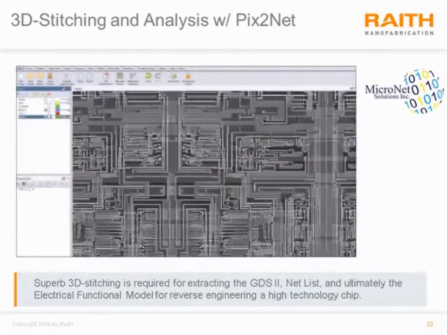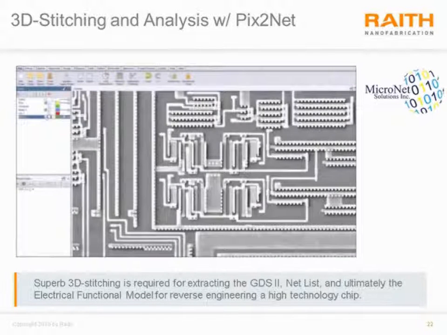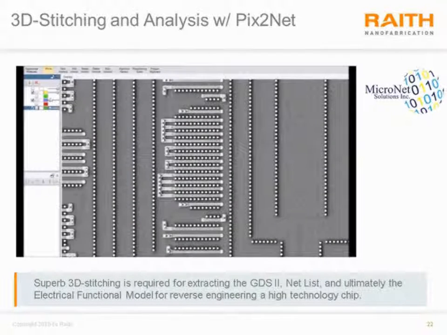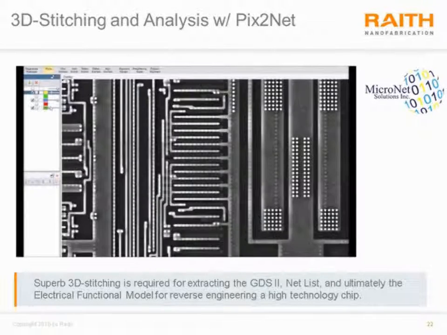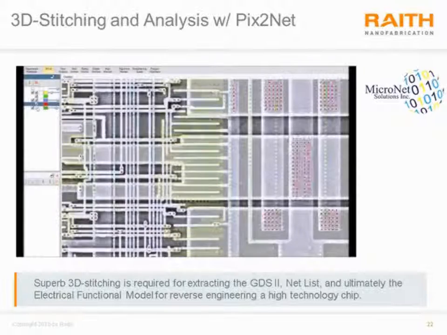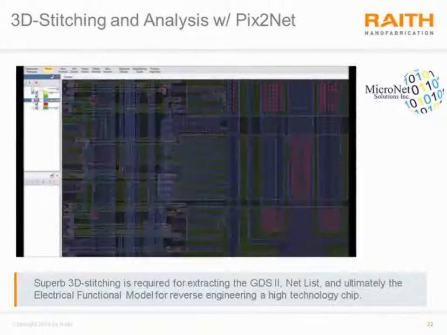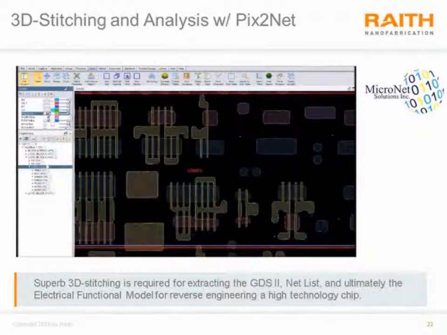So now we are showing different views and excellent 3D stitching on different views of poly and metal layer 1, metal layer 2. So here's just the poly layer, very high resolution structures. Okay. Now the PIX2Net reverse engineering software can go further and analyze these images and start converting them into CAD.